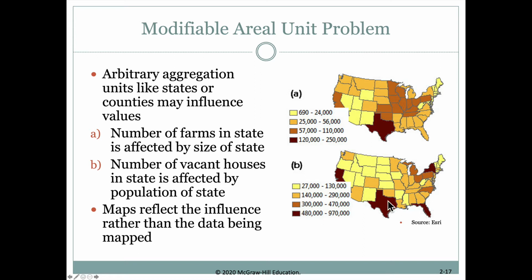So for example, if we want to map the number of vacant houses in a state, that's going to be affected by how many non-vacant houses, or how many total houses, occur within the state. So once again, we can see that this really reflects population. California, Texas, Florida, and New York all have high values here because they all have a lot of houses in their states, so a certain percentage of those are going to be vacant.